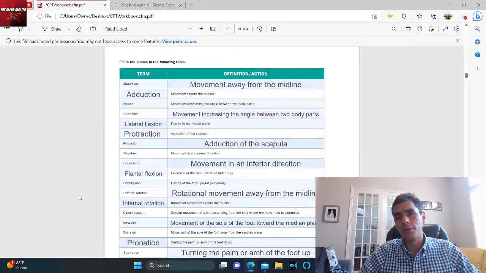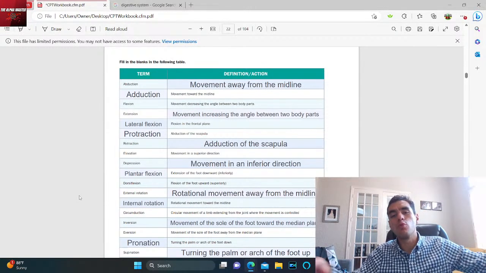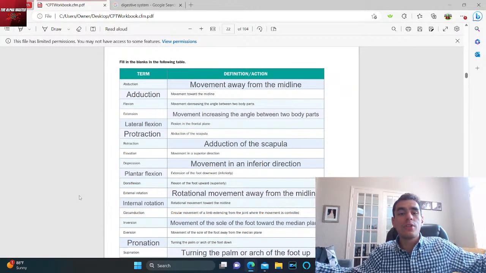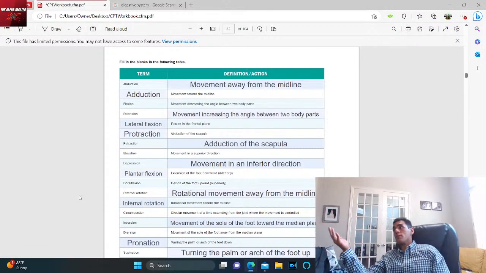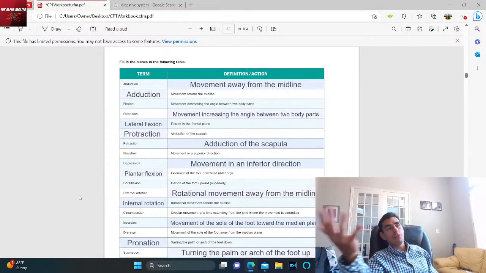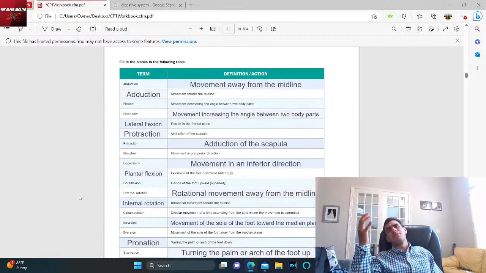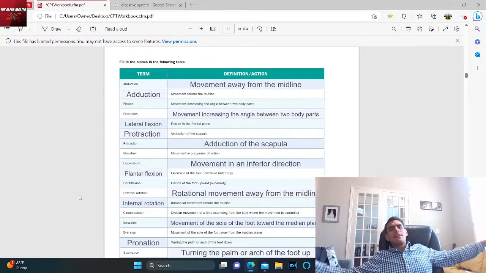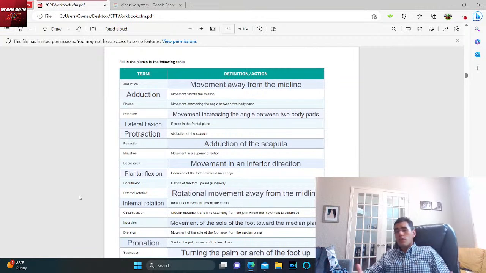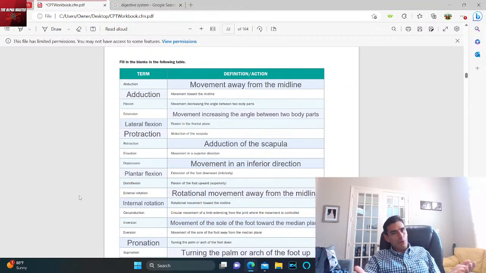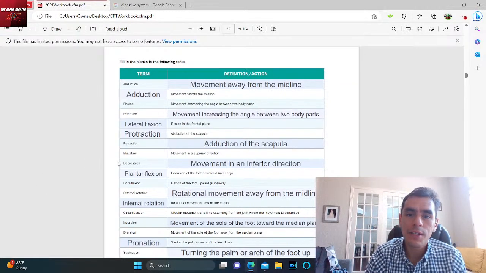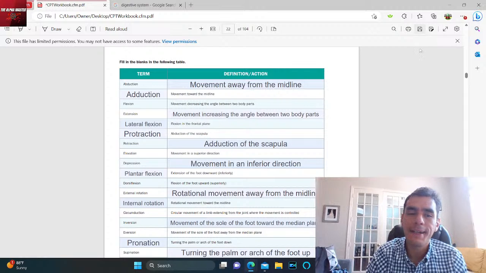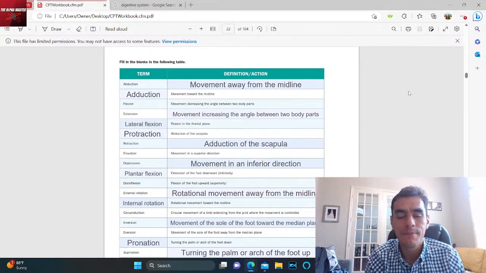Like abduction and adduction. You need to know the difference. Abduction is the movement away from the midline. Adduction is movement toward the midline. I saw this so many times that it's impossible for me to forget, but it's confusing, right? It's almost the same word. But AB is away, AD is towards. That's what you have to remember. Abduction is movement away from the midline, and adduction is movement toward the midline.